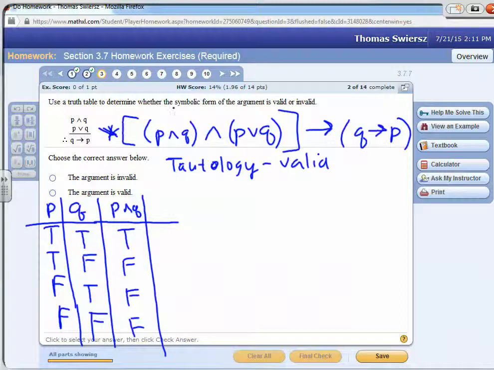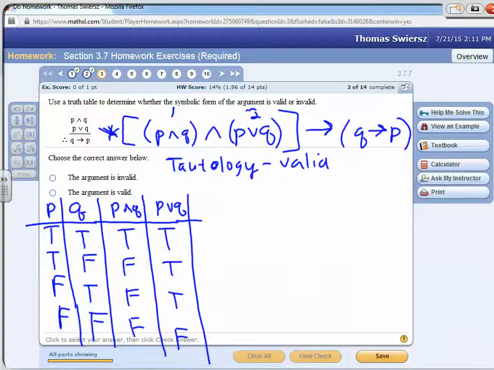Okay, step 2, we're going to do the disjunction, P or Q. And it's true when both are true, or one's true, or it's only false when they're both false. So the disjunction would be true, true, true, and false. Because here both are true, P is true in row 2, and Q is true in row 3.